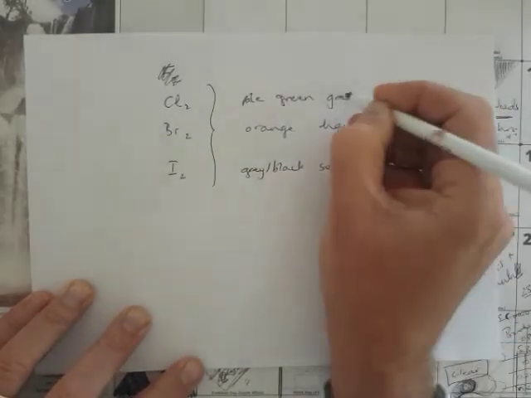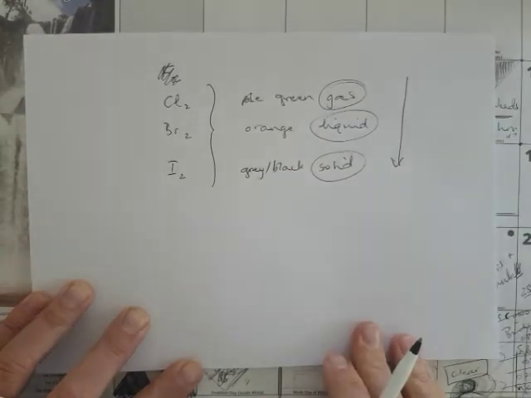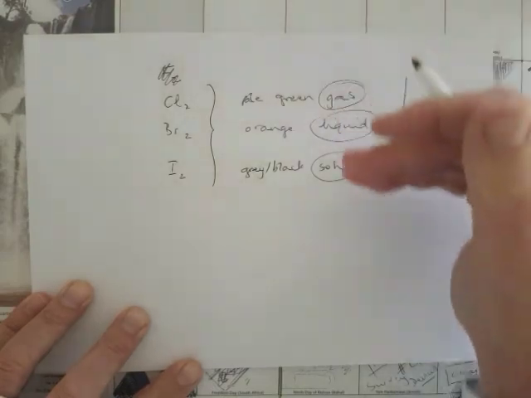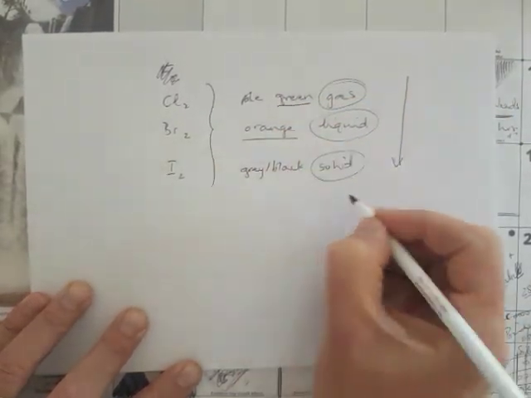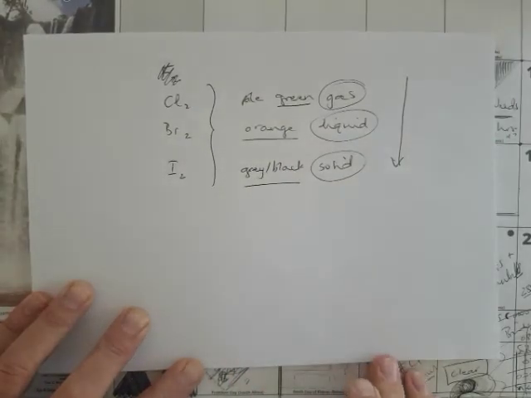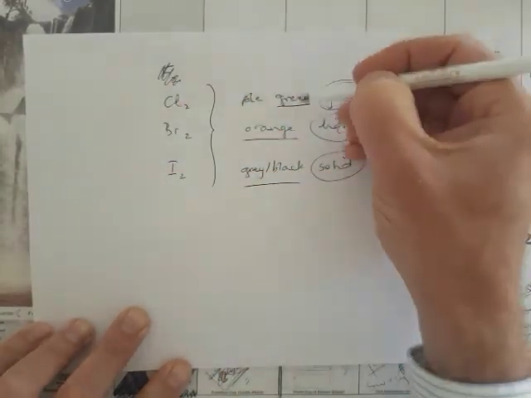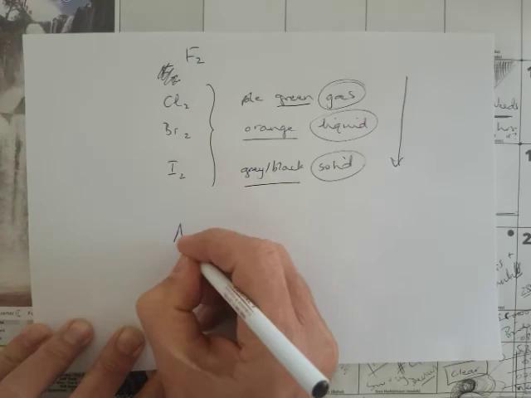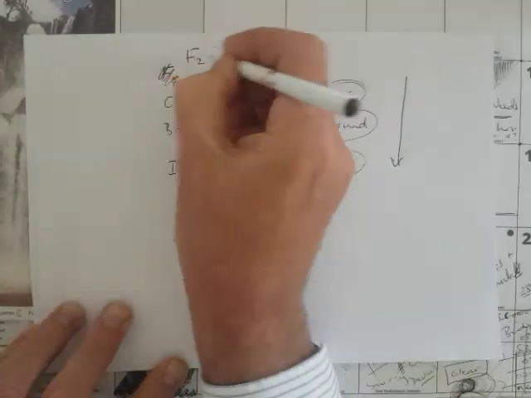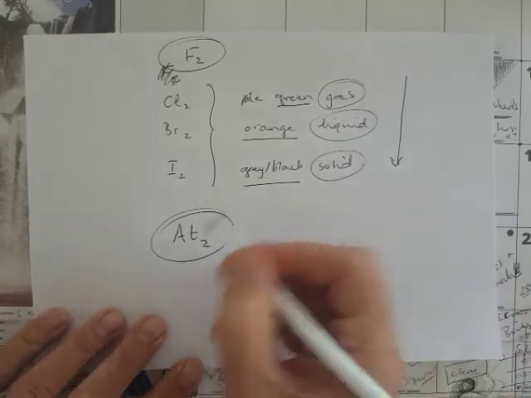Look at that trend from gas to liquid to solid as you go down. That's further evidence that the trend is from low density to high density. Look at the trend in color. A pale color, a darker color, and the darkest color you could imagine. You could use this trend to predict what fluorine looks like and to predict what astatine looks like. This is the beauty of the periodic table. It allows you to make predictions about elements that you've never seen.